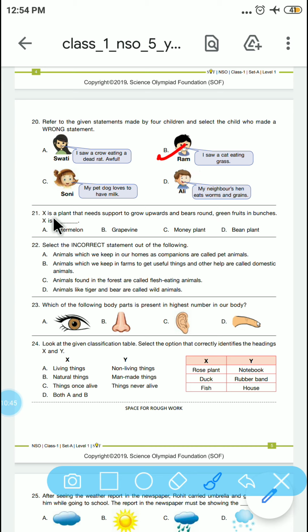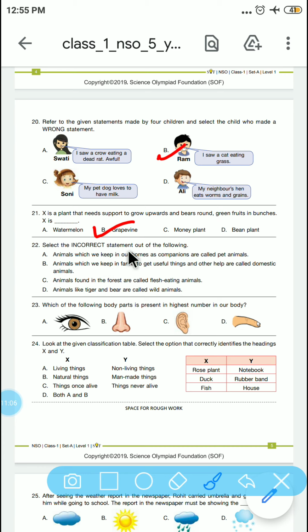Okay. 21st question. X is a plant that needs support to grow upward and bears round green fruits in bunches. So if we talk about the bunches of green fruits, then it is only one, which is grape vine. So the correct option here is B.